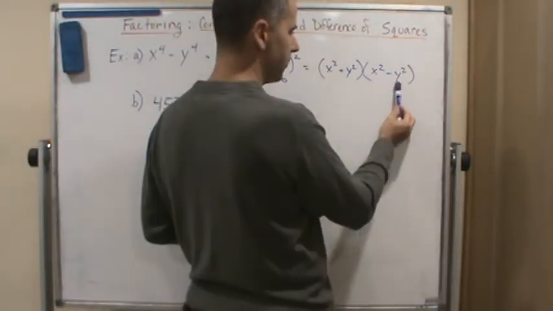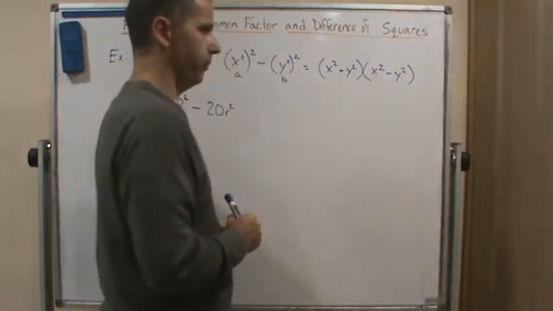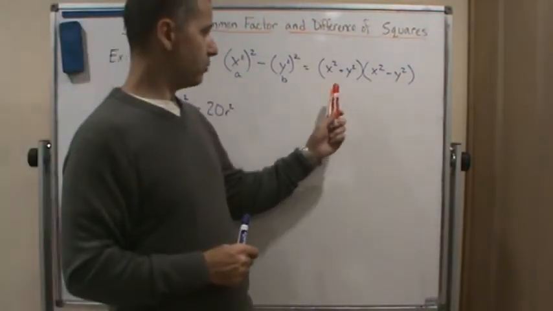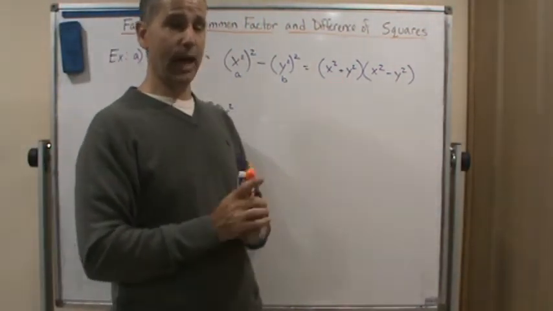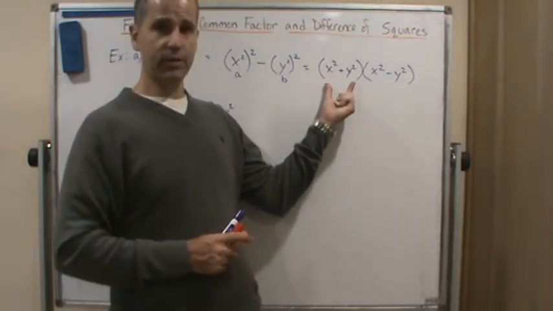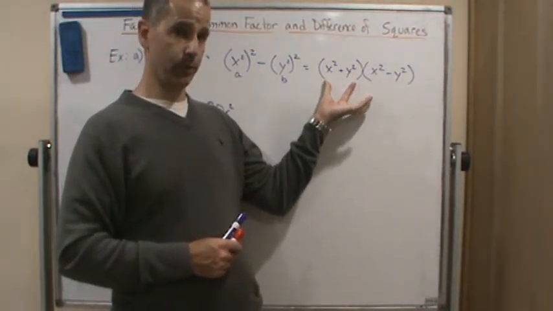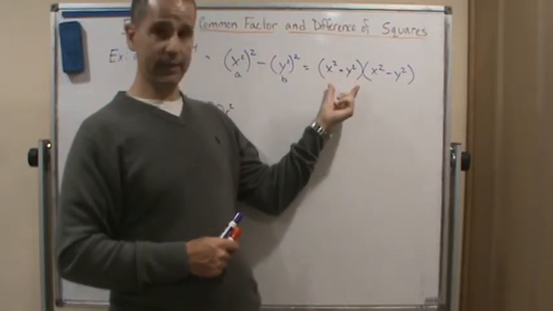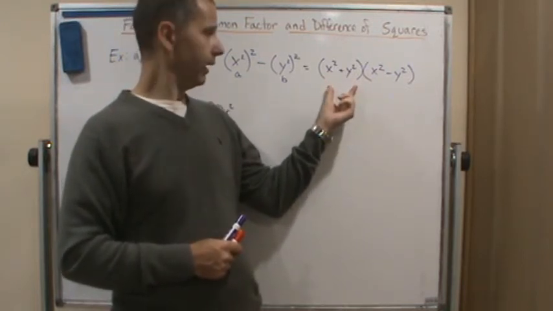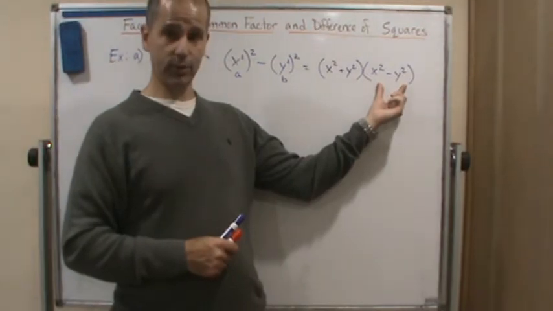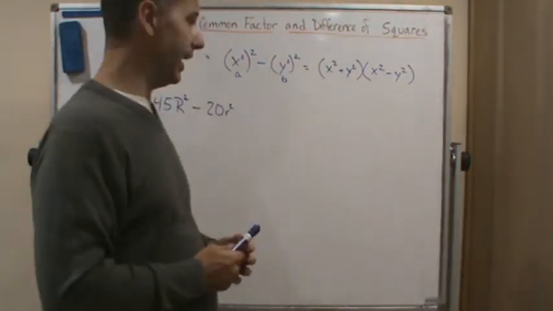I have another difference of two squares. Now this one, by the way, is not factorable. Do not try to factor this. The sum of two squares is not factorable using real numbers. Okay? So this one we're done with. This is prime. Okay? This one is a difference of two squares, so we can do it again.